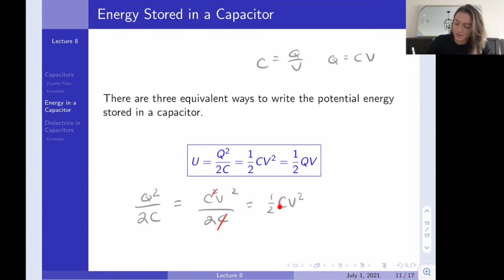And now if I wanted to get rid of the C instead and write it in terms of the charge and the potential, I can just swap out this C for Q over V. So I could also write 1/2 Q over V, V squared, and we can see that that comes out to 1/2 QV. So these are all equivalent, and obviously depending on what your problem gives you, if they give you the charge and the potential, you'll want to use this form. If they give you the charge and the capacitance, you'll obviously want to use this form. So it's just a couple different ways to write the same thing.